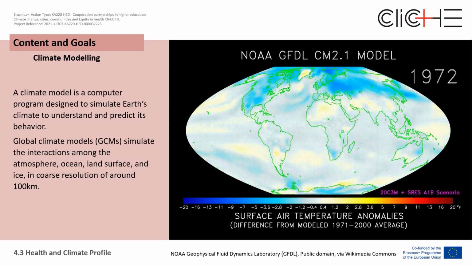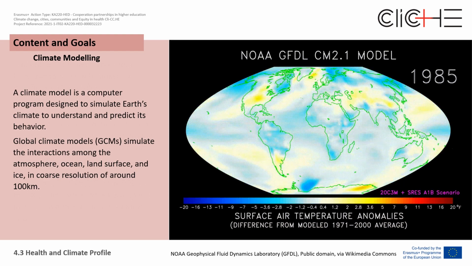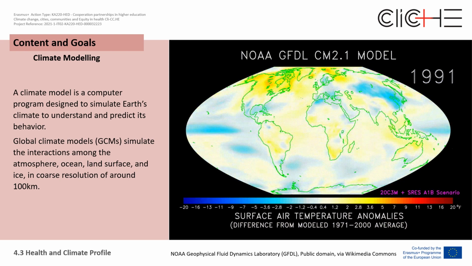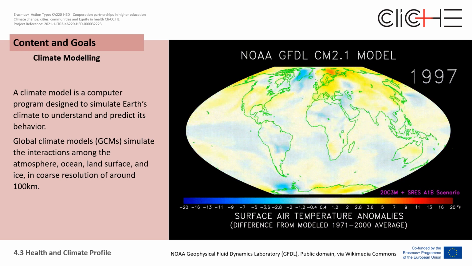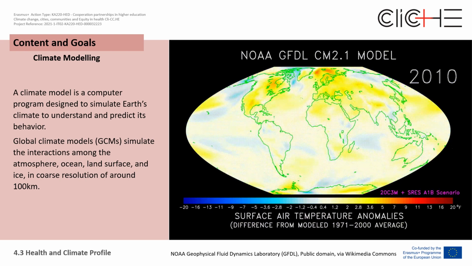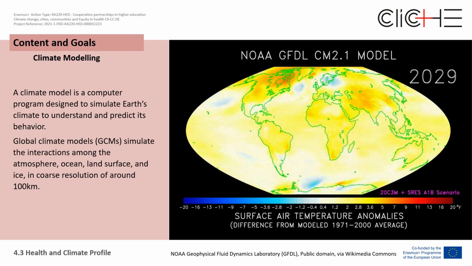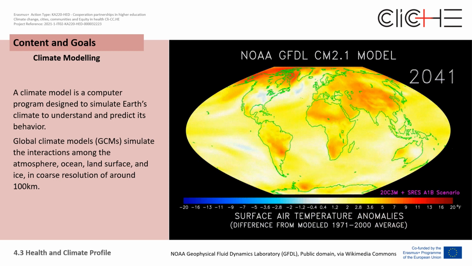A climate model is a computer program designed to simulate Earth's climate to understand and predict its behavior. Climate models are largely based on a set of mathematical equations that describe the physical laws which govern the behavior of the atmosphere and ocean, and their interactions with other parts of Earth's climate system, for example, land surface and ice sheets.